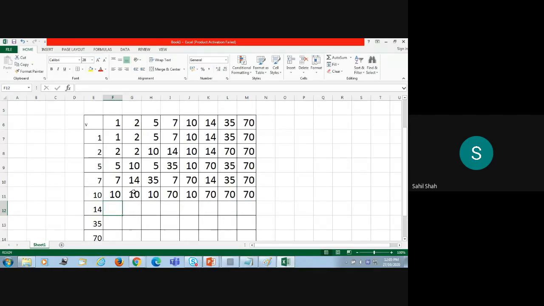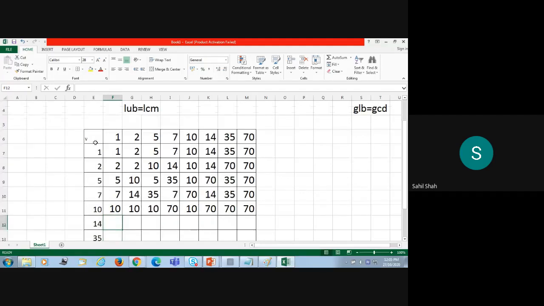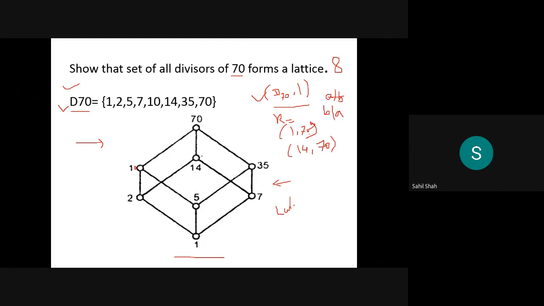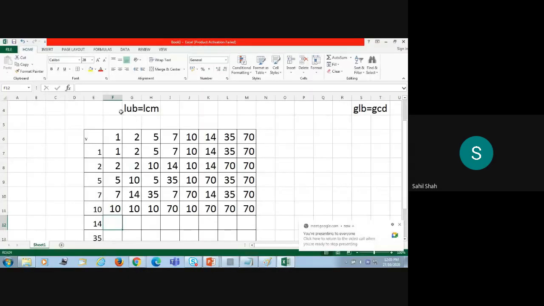For those who are having internet connectivity issue or something and who have joined intermittently, we are trying to compute whether least upper bound exists for every pair in this hash diagram. I said whenever the hash diagram becomes complex, it will be easier to construct a table of LCM and GCD. So we are checking out LUB means LCM and GLB means GCD.